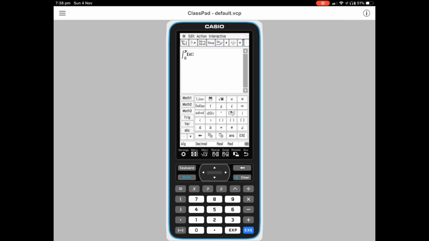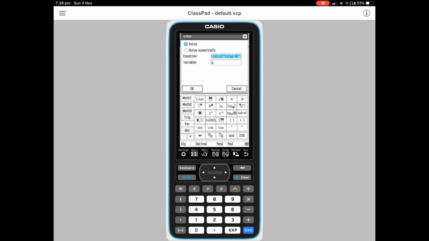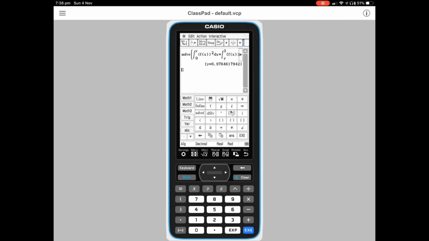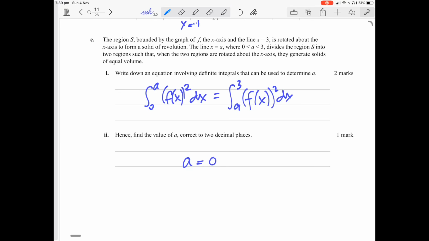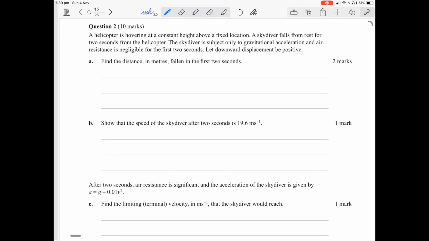Okay, f of x squared dx equals, duplicate that, so go from y to 3, select all, solve for y, 0.976. So a is equal to 0.976, so 0.98. Okay, one question done.